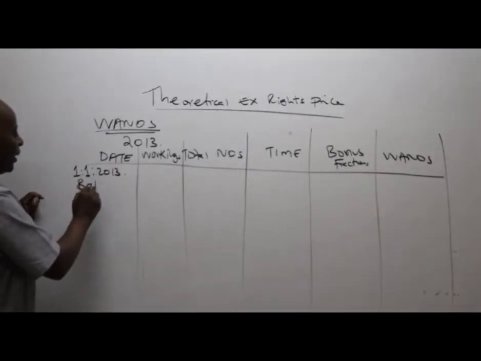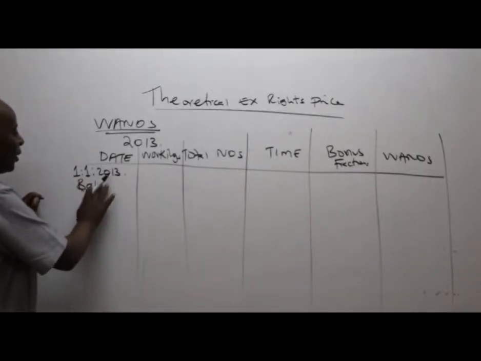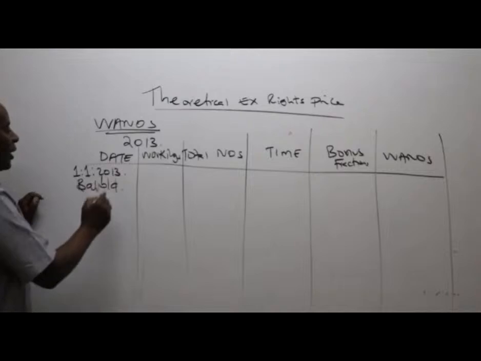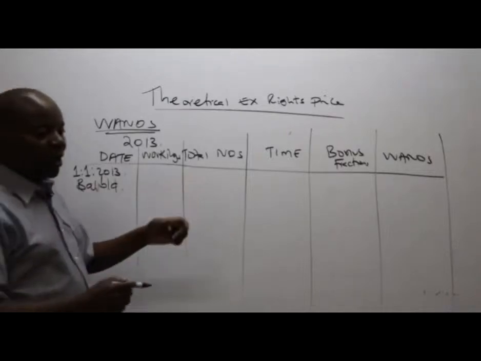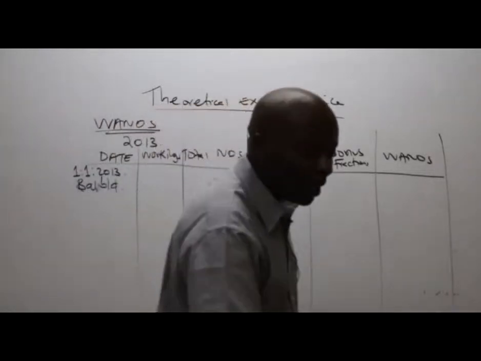Where in this case here you must give us balance brought down. In terms of number of shares that were brought down in 2013, zilikuwa shares ngapi?